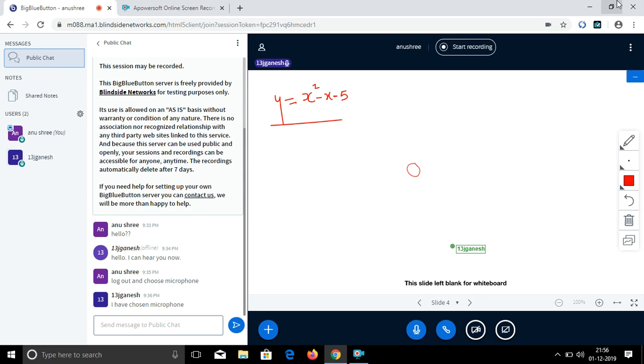They're all -5. Like your answer, it's x squared minus x minus 5. This is the equation. Equation is x squared minus x minus 5. So when you put x equals -1, what's the value? One by one you have to put x equals -3, -2, just like that.